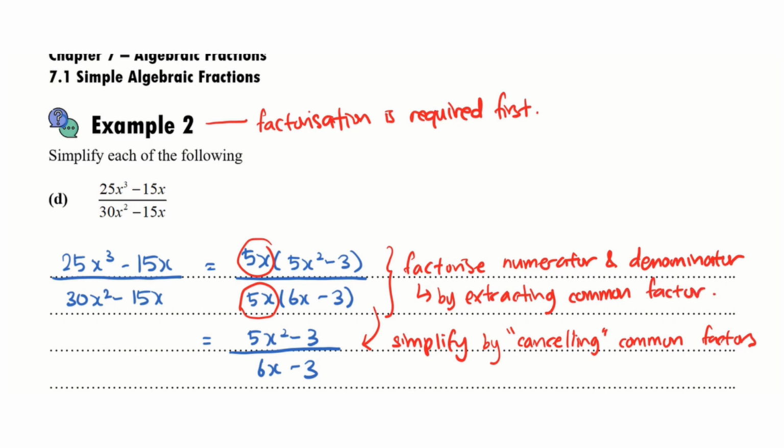Following from there, we will then simplify by cancelling the common factor. So we will cancel away 5x. And previously, we have already agreed upon that whatever is in the bracket, we cannot cancel anything individually. So we will leave 5x squared minus 3 on its own and 6x minus 3 on its own. Hence, our answer will be 5x squared minus 3 over 6x minus 3.